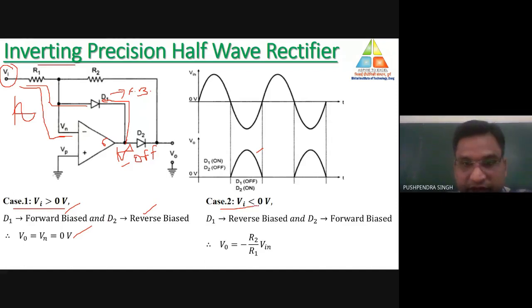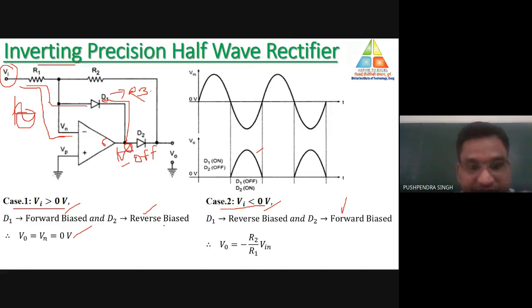Then what about when the level of the input signal is less than 0? When the level of the input signal is less than 0, in this particular half cycle, the level of the output terminal voltage is positive. So this positive voltage is applied to the positive terminal of the diode. Due to that, diode D2 will be in forward biasing condition. What about D1? Input signal is negative. That means the positive terminal is connected with negative voltage. From this side, this positive voltage is applied to the negative terminal of the diode D1. That's why diode D1 will be in reverse biasing condition.